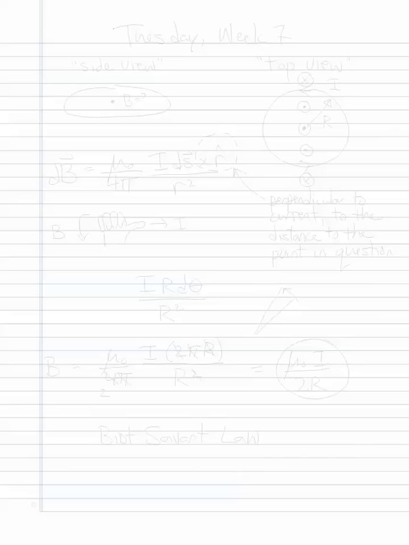This is my solution for the problem that we did Tuesday, week 7. And we were starting to talk about magnetism. And so the question was, if you have some loop, find the magnetic field at the center of a loop of current. And this is sort of the side view.